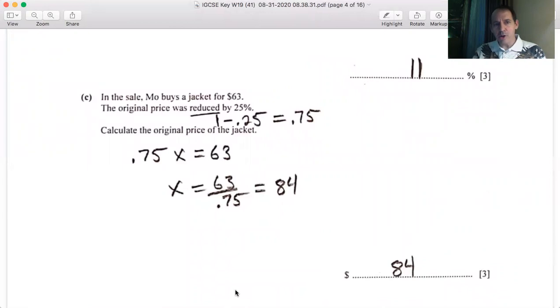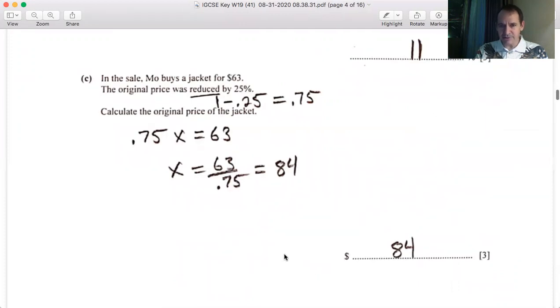In the sale, Mo buys a jacket for $63. The original price was reduced by 25%. So the original price is going to be represented by 1, which is 100%. Reduced, or subtract 25%, means that he got his sale of 75% of the original. So 75% of the original equals the sale price of 63. Divide by 0.75, and the original cost of the jacket was $84.